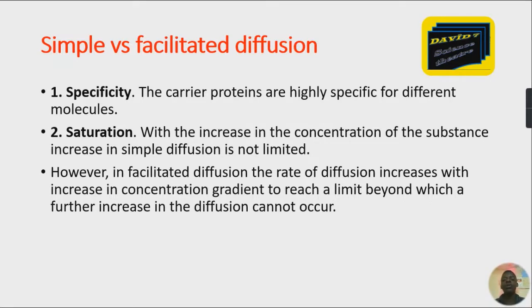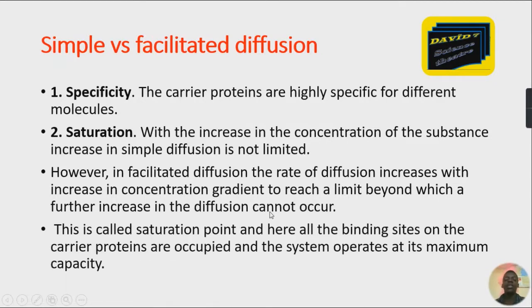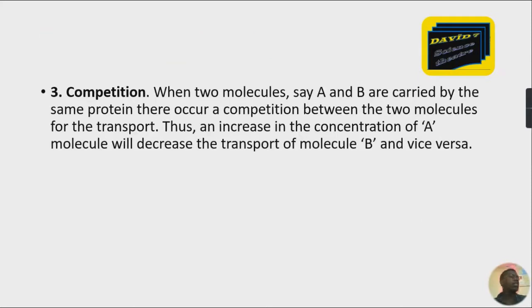So as we increase the concentration gradient, you will find that the rate of facilitated diffusion will increase to reach a limit beyond which a further increase in diffusion cannot occur. We shall see that more in this very video. And at this point, we call it a saturation point. Here all the binding sites of the carrier proteins are occupied, and the system operates at its maximum capacity. It cannot transmit more substances beyond that capacity.